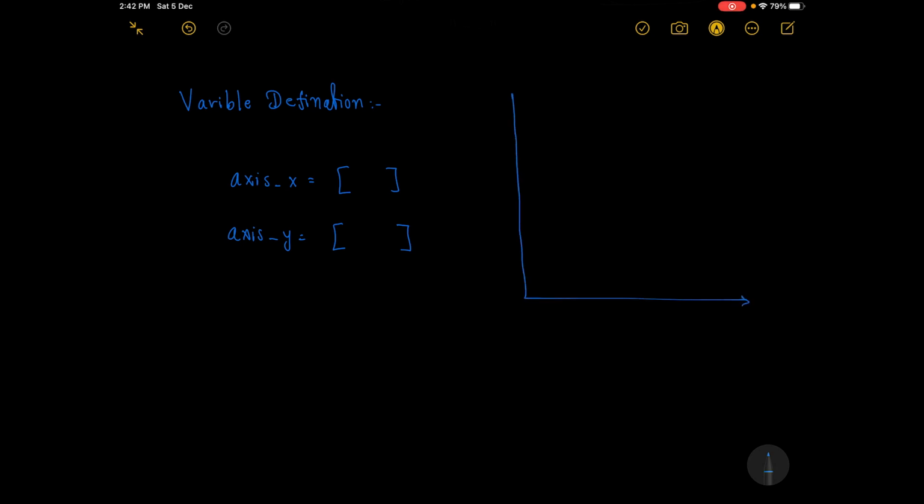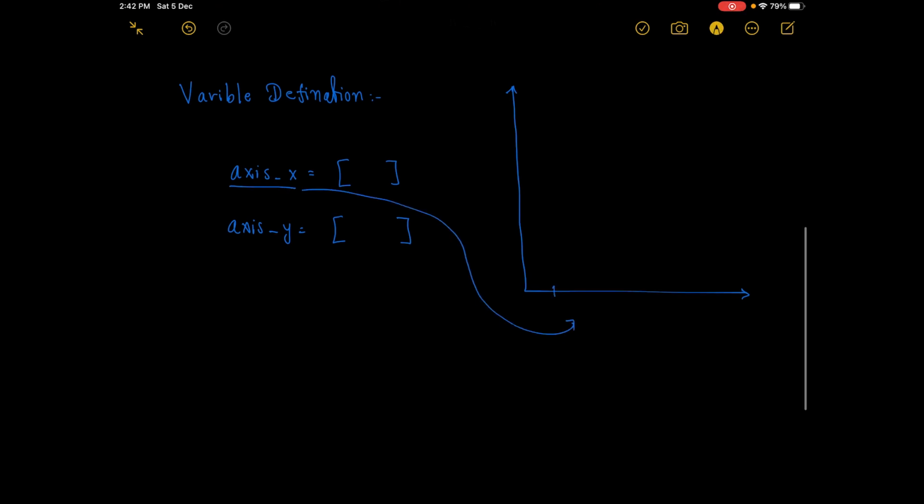Also, the variable definition for the plot looks something like this. We define the variable like axis x, and inside the square bracket we give the values, then again axis y, and then we give some values. So what happens is, this is your Matplotlib window, and whatever value you give here in the axis x directly goes to the x-axis right here and gets plotted, and whatever value you give for y goes to the y-axis and gets plotted like this. And then according to the values you will have your line graph.